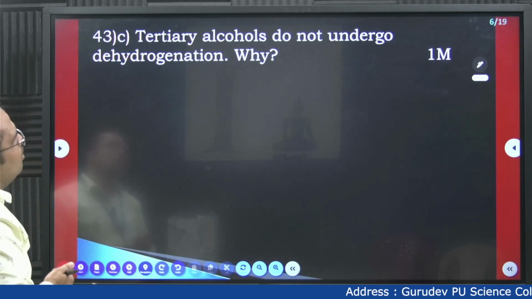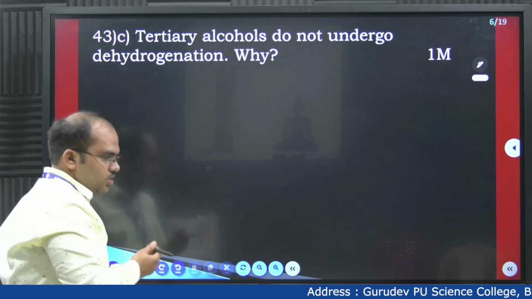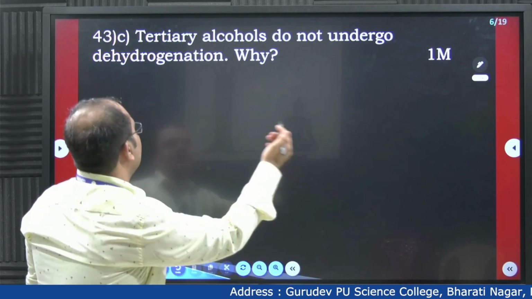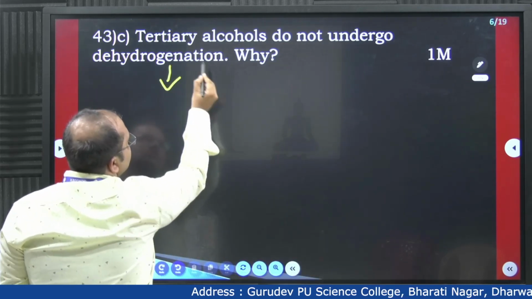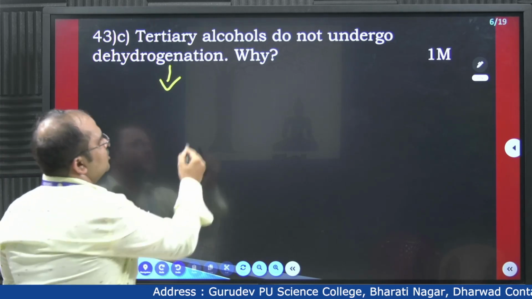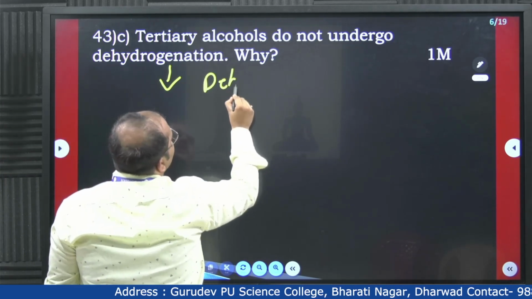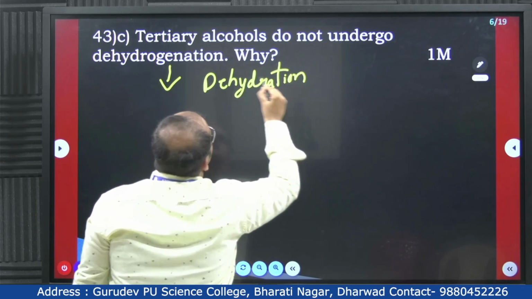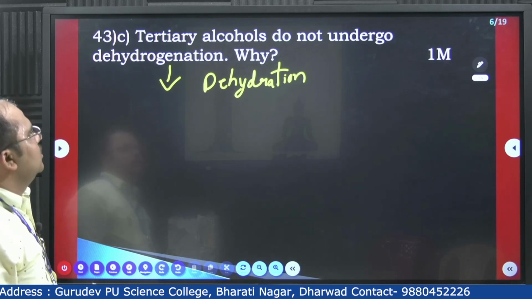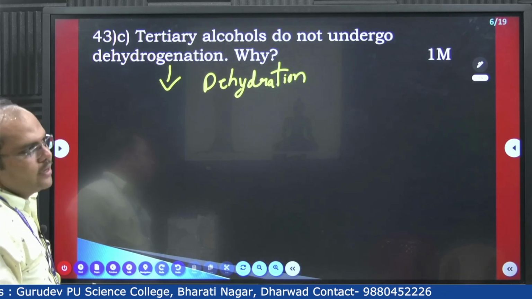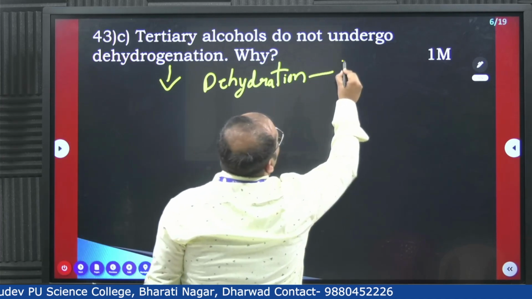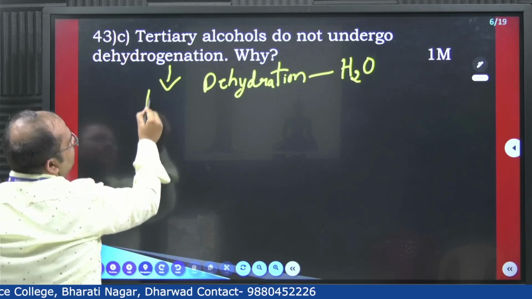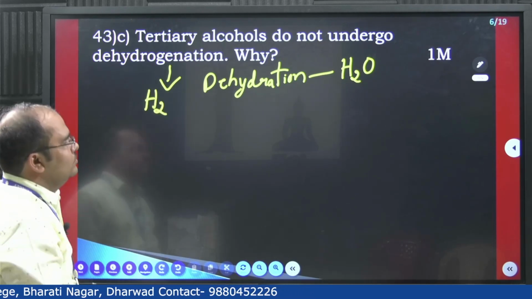Tertiary alcohols do not undergo dehydrogenation. Why? What is dehydrogenation? You have two forms: one is dehydration, another one is dehydrogenation. Dehydration is the removal of water. Dehydrogenation is the removal of hydrogen.